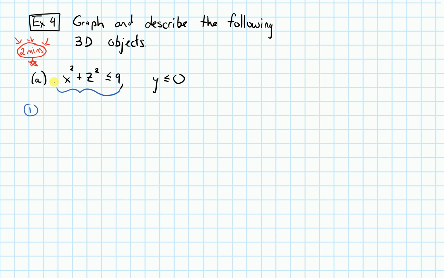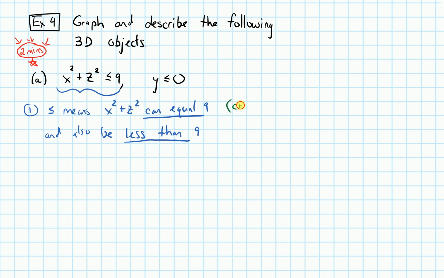So the first thing I want to observe about this first inequality is, well, what does that less than or equal to mean? So less than or equal to means that x squared plus z squared can equal 9, and also be less than 9. Okay, so both of those are important. So let's think about what both of these would tell us. So when x squared plus z squared equals 9, this equation reminds us of a circle. It looks like a circle equation.